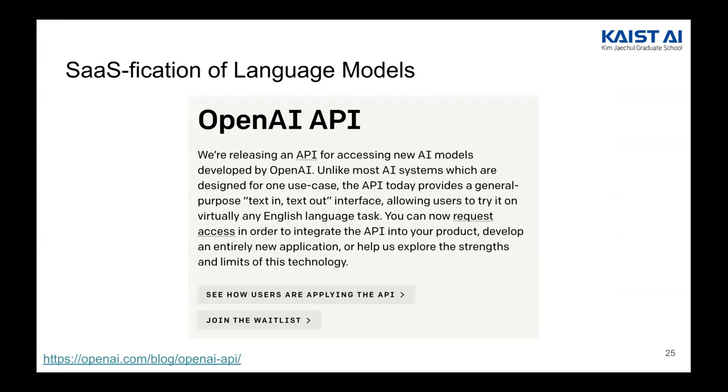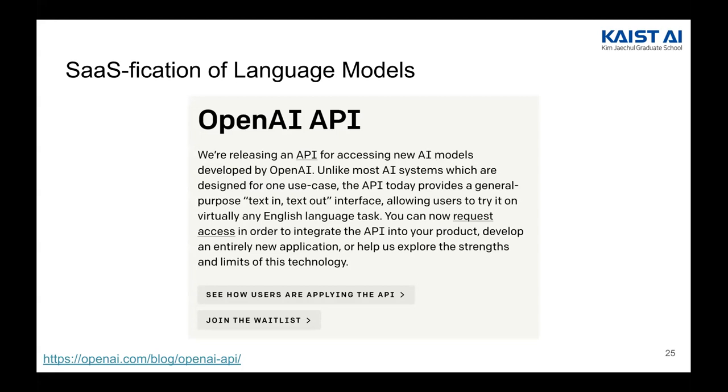And it's clear that we're seeing a lot of SaaSification of these large language models, because it cannot be deployed by many, I would say, small companies. But then it's also possible that these small companies have very good use cases of these large language models. So what OpenAI, for instance, is doing, and also I think what Naver is also doing these days too, I think they call it Clova Studio, HyperClova Studio.